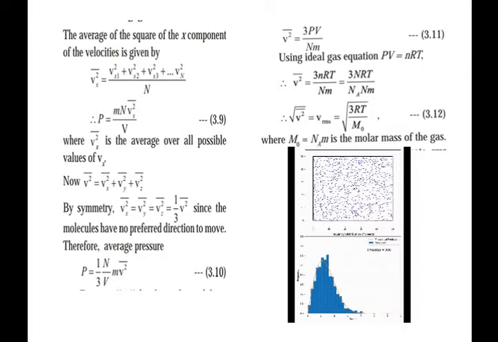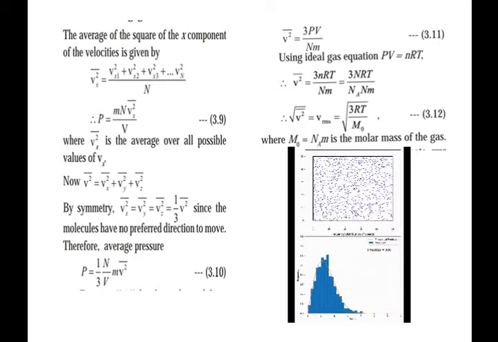Thus we get v bar square as 3nRT divided by Na, that is Avogadro's number, into number of molecules into mass of the molecule. In the resultant we get the square root of the average square of the velocity as Vrms, which is equal to the square root of 3RT divided by m.